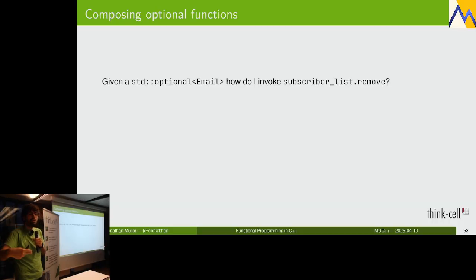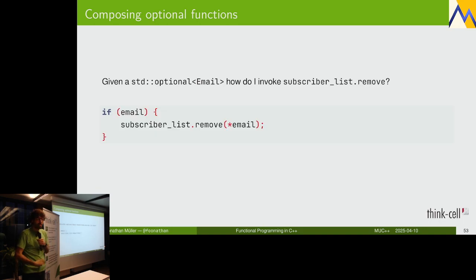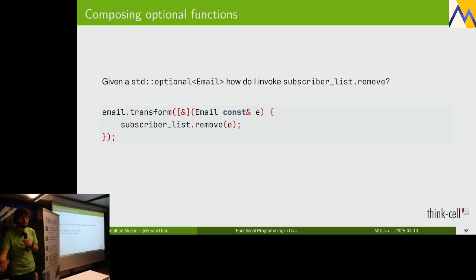How do we conditionally invoke remove on the subscriber list? Well, using an if, right? If you have an email, conditionally remove that. But we could also be fancy and get rid of this if by using transform again. And this transform really transforms it into an action. So we take our email and we conditionally transform it into the action of removing it from the subscriber list. And this will only remove the email if the email exists, obviously, because otherwise it can't do it.